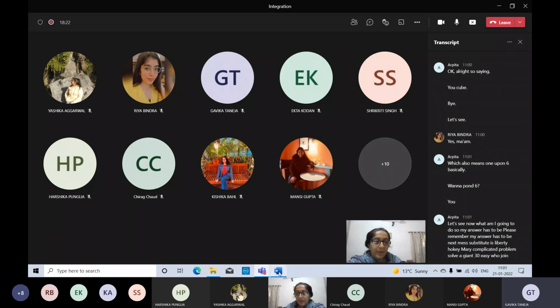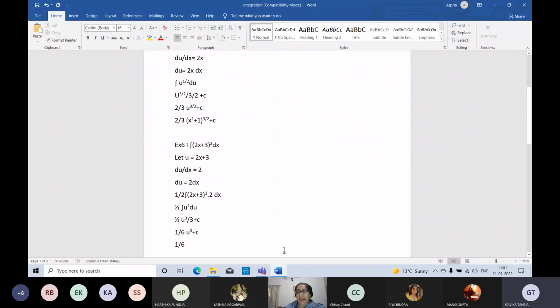But at the end, remember when your solution has to have x in it, so I'm going to replace it at the end. So this is equal to 2x plus 3. So any question? Is this clear?